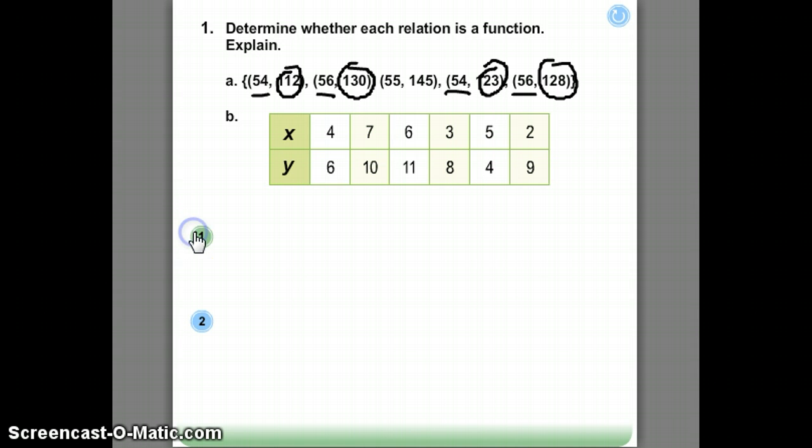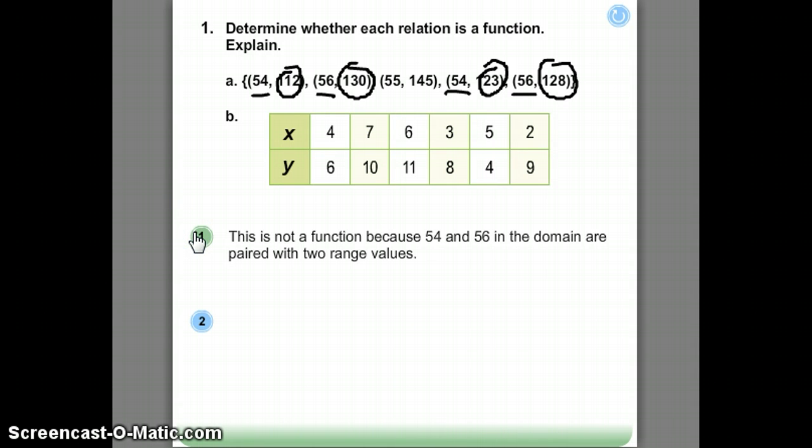Okay. And our reason is because 54 and 56 in the domain, and domain is another word for the x values, are paired with two different range values. Domain is our x, range is going to be represented by our y values. Okay, so since 54 and 56 have two different range values, this cannot be a function.